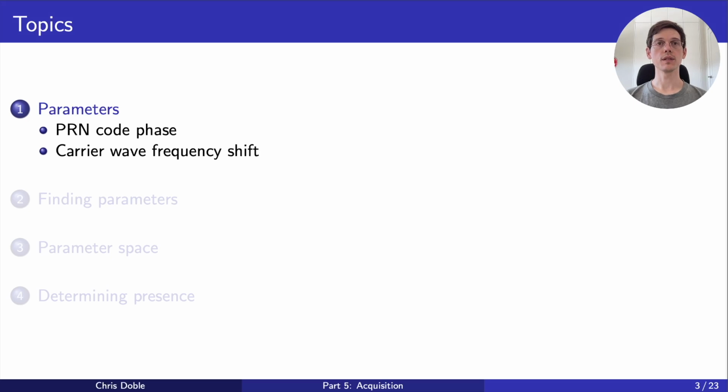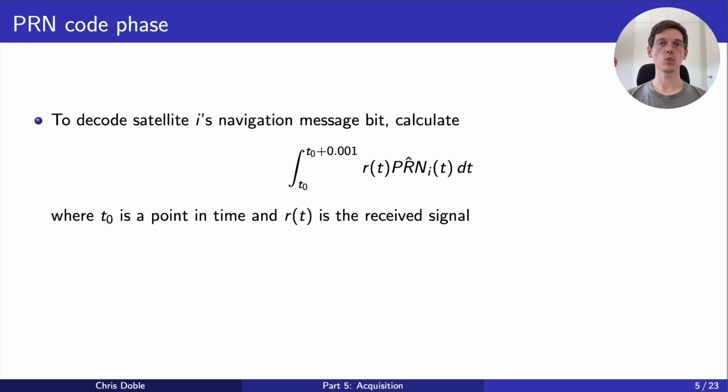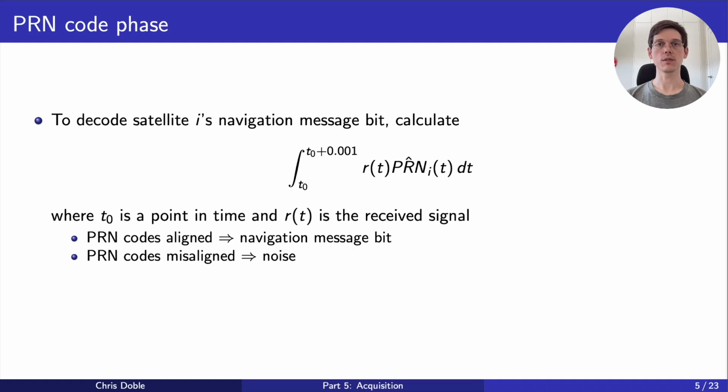If we want to acquire the signal of a particular satellite, there are two parameters that determine the signal strength. The first of these is the phase of the satellite's PRN code. Remember from the GPS signals video that to decode a satellite's navigation message bit, we calculate the correlation of 1 millisecond of received signal with a copy of the satellite's PRN code. If the copy is aligned with the PRN code within the signal, we get the navigation message bit. If they're not aligned, we just get noise. In order to align them, we need to know the phase of the PRN code within the signal.